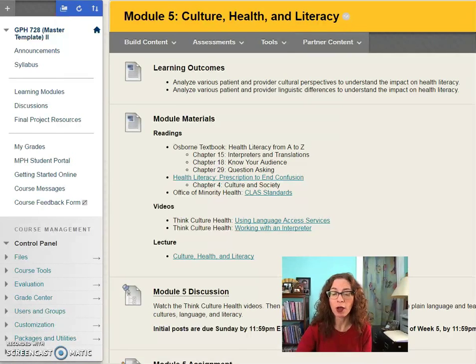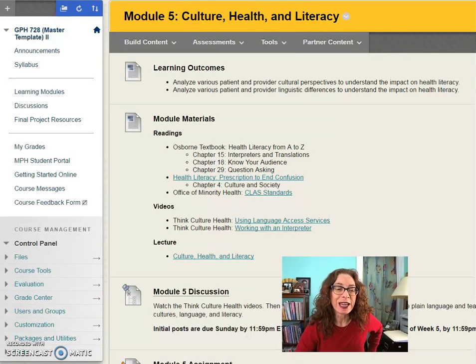This week, you'll learn about the relationship between literacy, language, and culture. Learning objectives for this week are to analyze various patient and provider cultural perspectives to understand the impact on health literacy, and to analyze various patient and provider linguistic differences to understand its impact on health literacy.